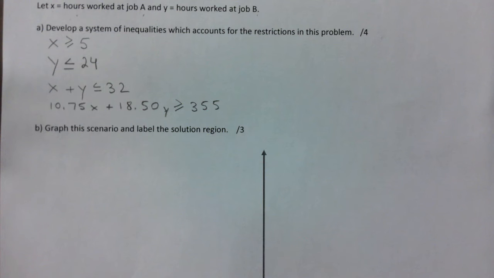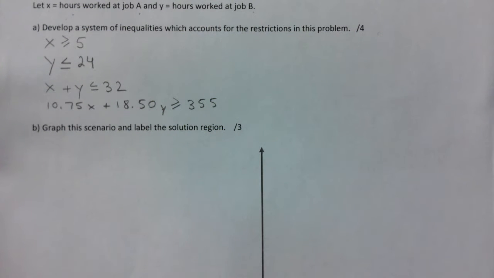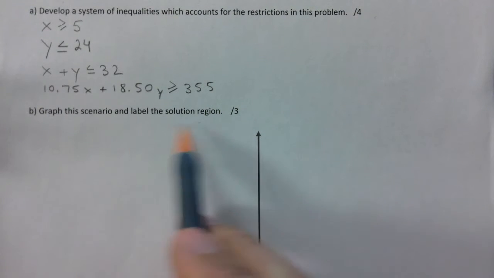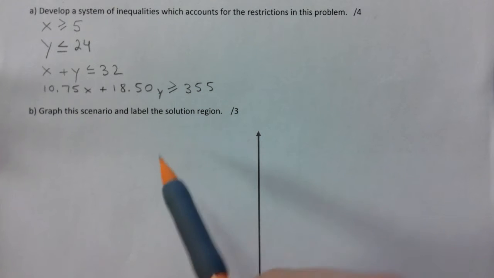Okay, so make sure you write these down, even if you got them wrong, right? If you got them wrong, make sure you write them down. Okay, graph the scenario, label the solution region.